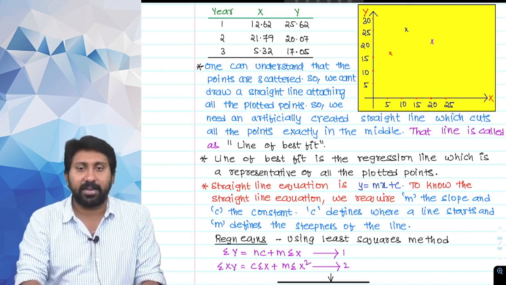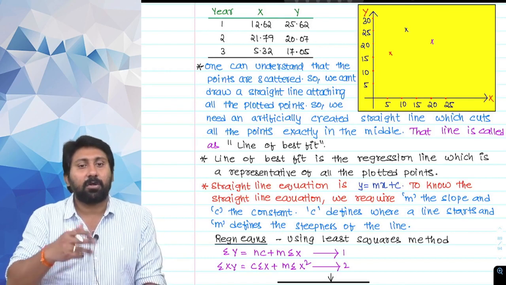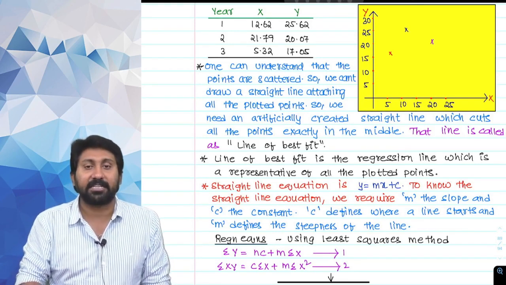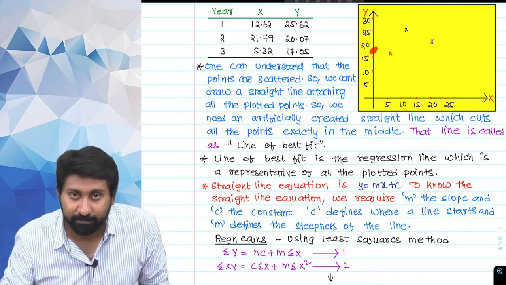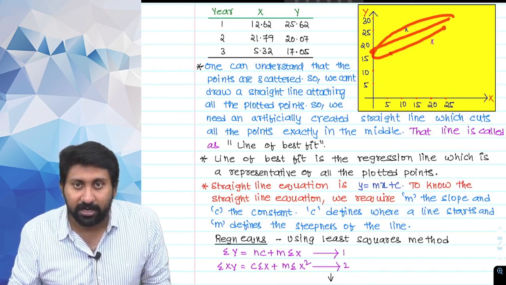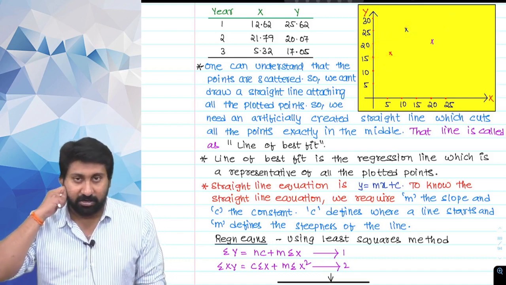To know a straight line equation, we require m. M is called what? Slope. C is what? Constant. C defines where the line starts and m defines the steepness of the line. Means a line starts from here and goes like this. This steepness is called the slope. This plotted point here is called the constant.